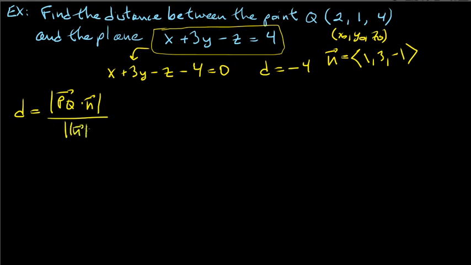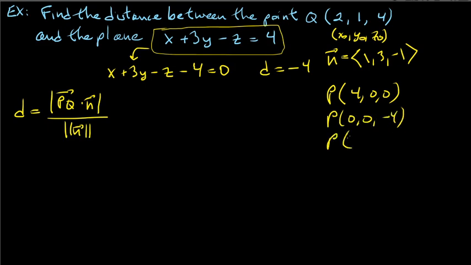We need a point in the plane. So again, pick any numbers x, y, and z that satisfy this equation. Basically, we have a choice of pretty much anything we want here for p. Make it as simple as possible, right? If x is 4, then y and z are both 0, right? 4 plus 0 minus 0 is 4. So you can easily just pick the point 4, 0, 0. Or if x and y are 0, then z would have to be negative 4. So you can also pick the point 0, 0, negative 4.